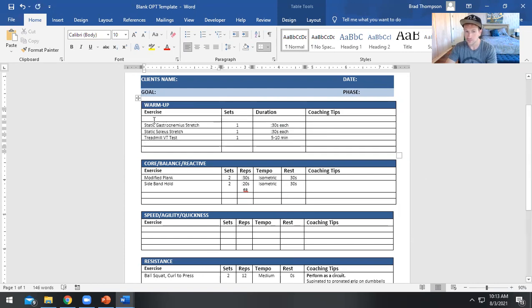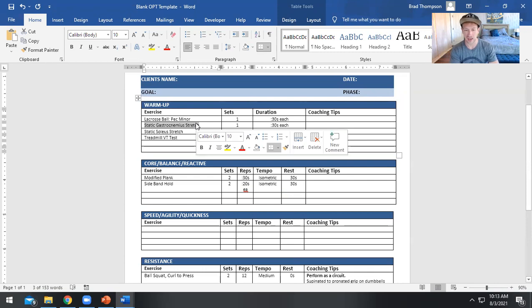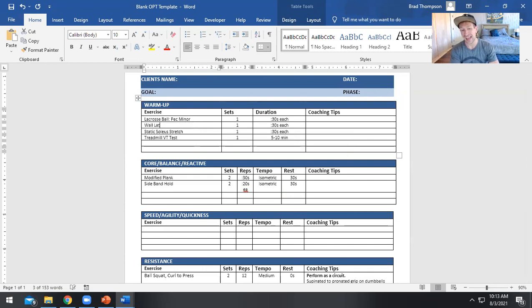Well, actually, that's not true. We can do a lacrosse ball on the pec minor, right? So they press that lacrosse ball right into here and go up into a wall and kind of press. So that'll work. One set, 30 seconds each side. And then this time we're going to have them do maybe a wall lat stretch, and let's do a pectoral wall stretch.